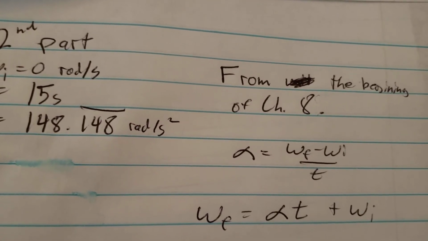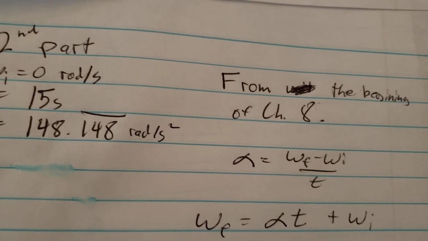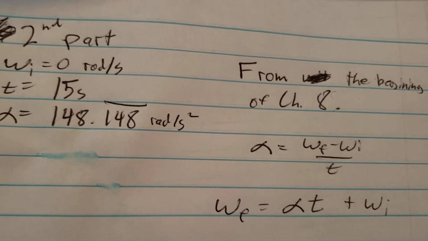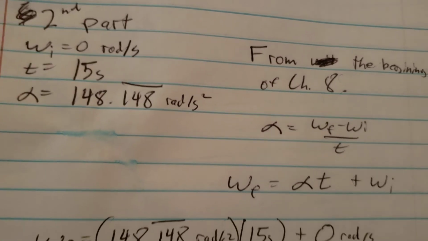From earlier in this unit, in chapter 8, we had an equation for angular acceleration which stated that alpha, angular acceleration, was equal to omega F minus omega I divided by t. If you rearrange that solving for omega F, you get alpha t plus omega I.